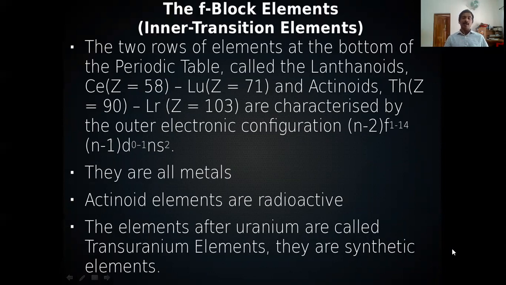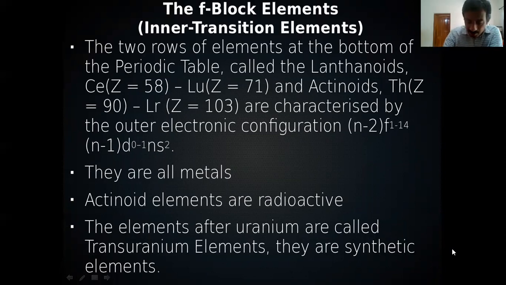Actinoid elements are radioactive. All the actinoids are radioactive. The elements after uranium are called trans-uranium elements. They are synthetic elements. Up to uranium, they are naturally occurring, but after uranium, the elements are synthesized in the laboratory. Therefore, they are known by the name trans-uranium elements or synthetic elements.